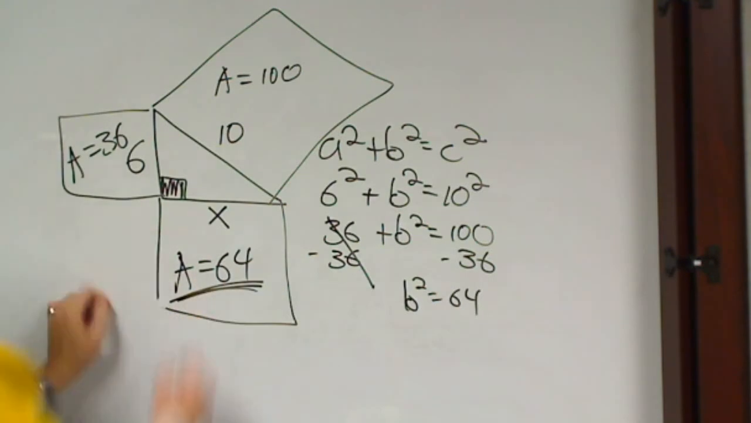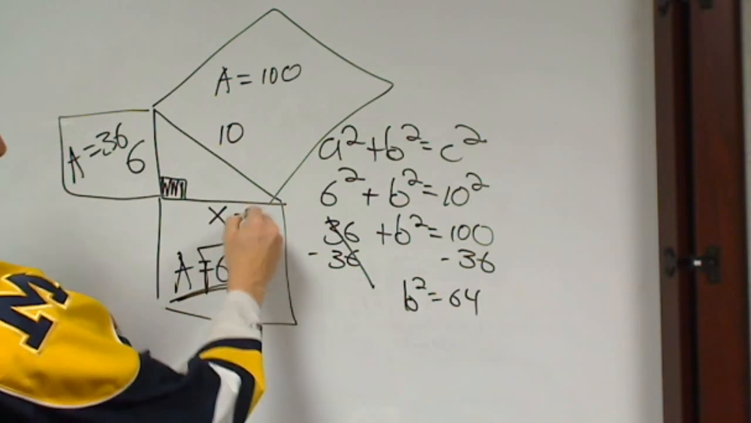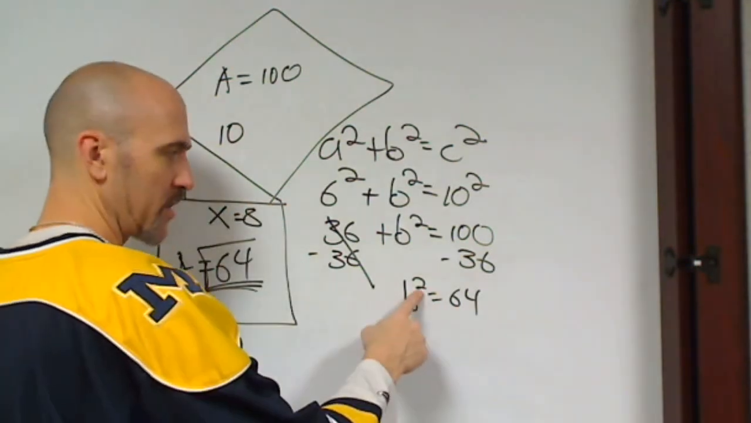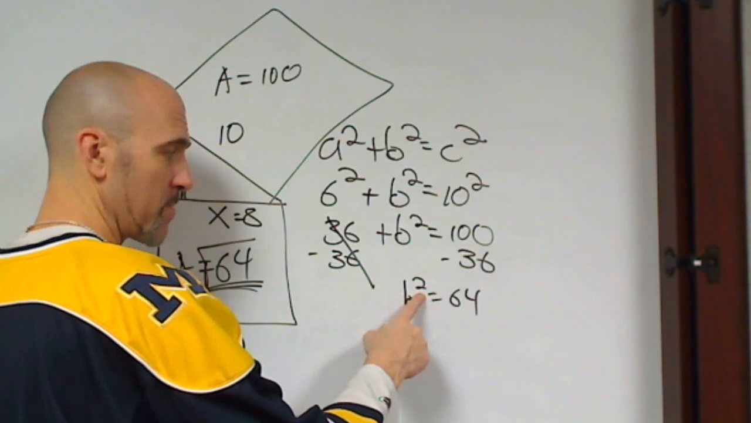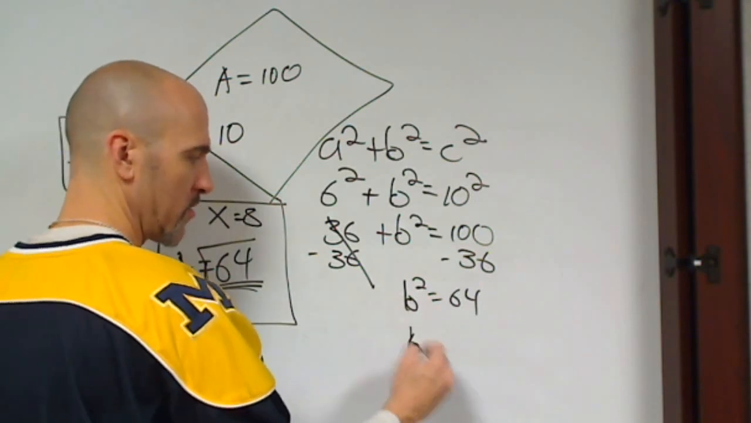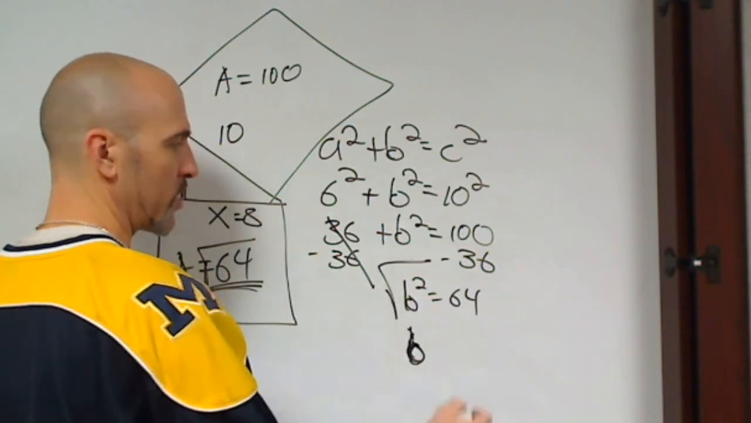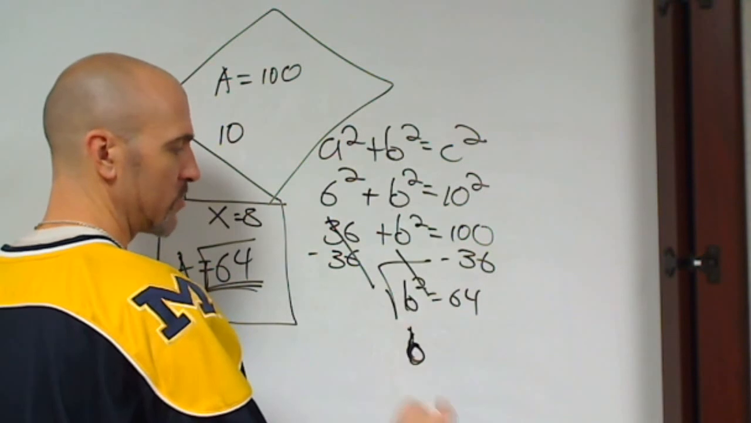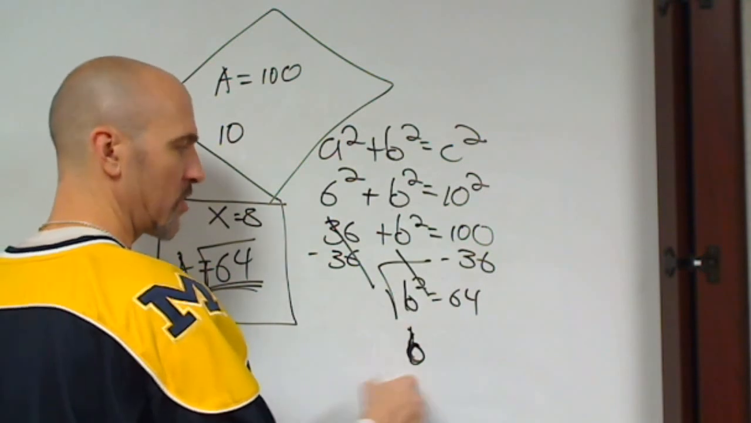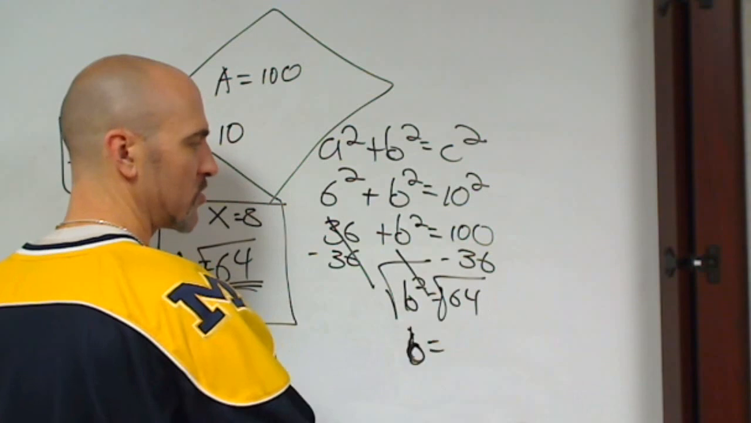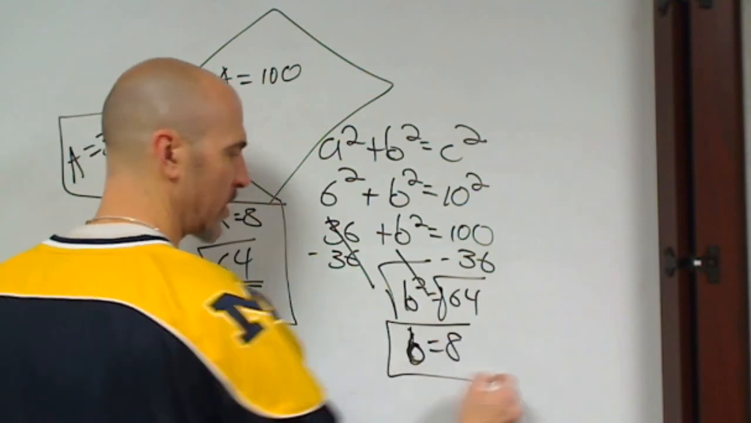How do you find the side? You square root it. Square root of 64 is 8. Same thing right here. How do you cancel out a square? Or how would you get to b? You would square root it. Square and a square root cancel, giving you b, or the square root of b squared is b. Whatever you do to one side, you do to the other. The square root of 64 is 8. There's your answer.